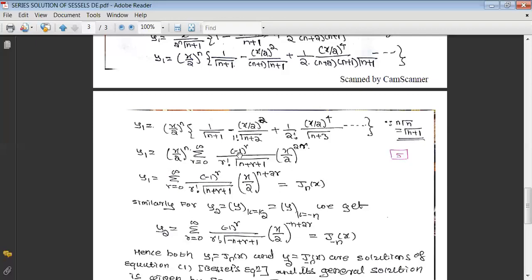Once you take r equal to 0, what we get? Minus 1 raised to 0 is 1. 0 factorial is 1. If you take r equal to 0, it gives you gamma n plus 1. And once you take r equal to 0, anything raised to 0 is 1. Therefore, numerator is 1, denominator is gamma n plus 1, because you have taken r equal to 0.